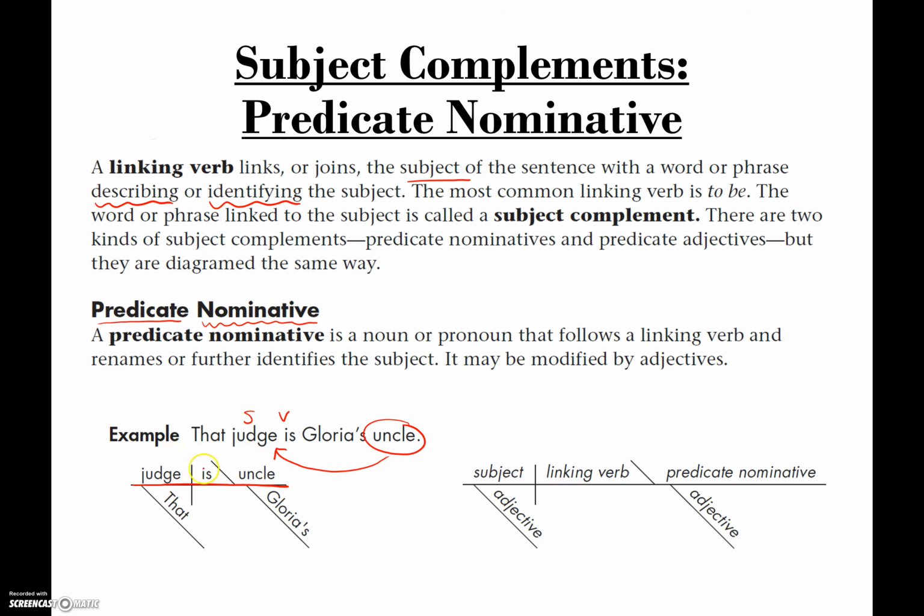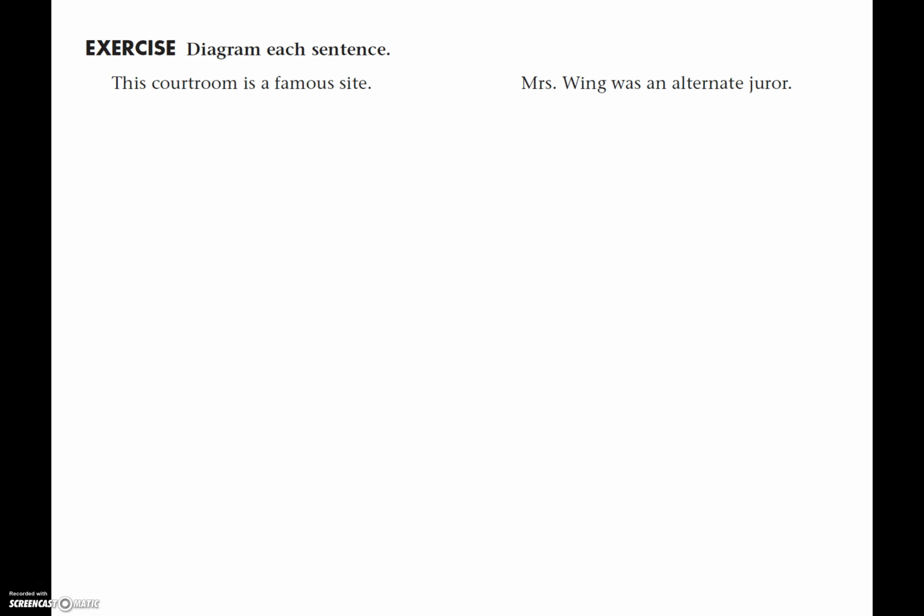So when we diagram this sentence, we're going to have our tree just like normal with judge and is. The complement is going to go after a horizontal slanted line. Notice that this slant is on the main horizontal line and it slants from left to right, and then the word that is the complement goes after it. Now, because this is a noun, you may have adjectives like Gloria's underneath, and we're going to diagram those the same way that you normally diagram adjectives. In that same vein, you also need to diagram the that because it is modifying the judge.